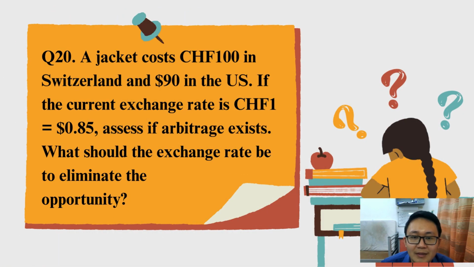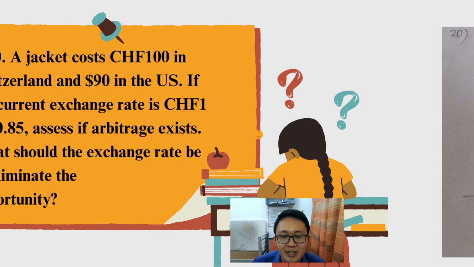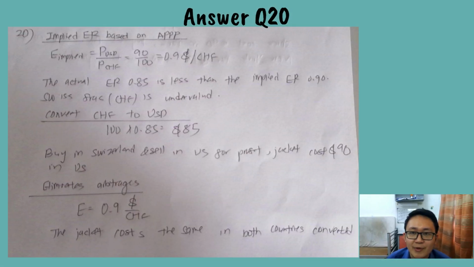So this is question number 20. A jacket costs 100 Swiss francs in Switzerland and $90 in the US. If the current exchange rate is 1 franc equals $0.85, assess if arbitrage exists. What should the exchange rate be to eliminate the opportunity? So this is the answer for question number 20.